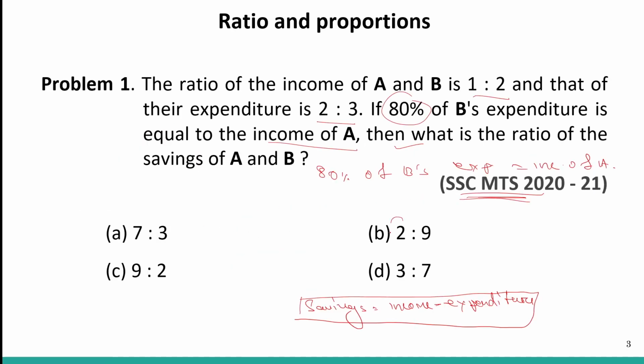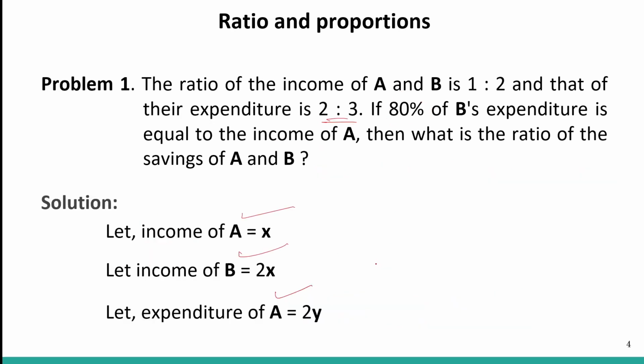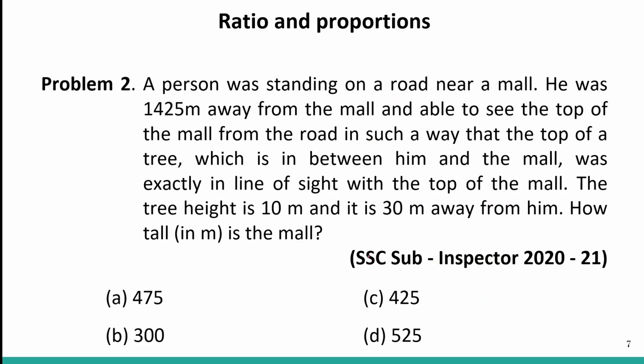So 2:9 is the correct answer here. Be careful here. There is also an option 9:2. Since it has asked for the ratio of the savings of A and B, 2:9 is the correct answer. This one is wrong. This one is wrong. So let's proceed with question number 2, or problem number 2.